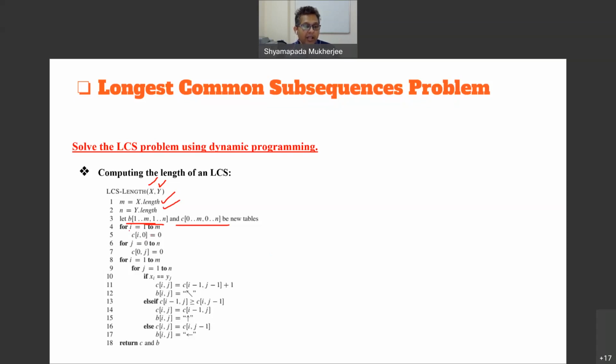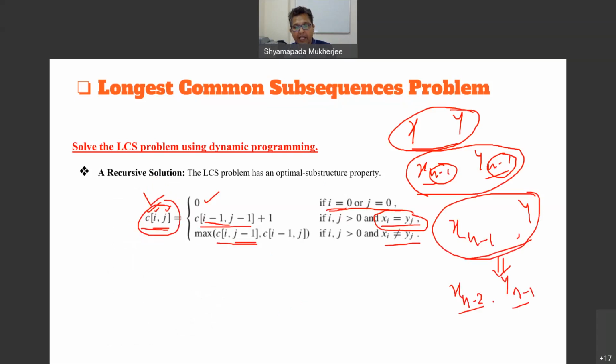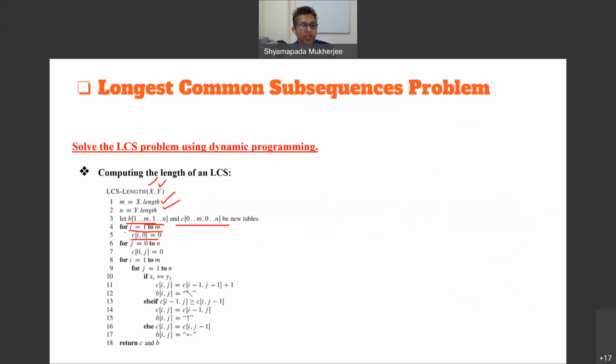Initially, for each row, like for zero length, as I said, if any of these, i or j, is 0, then the length of the longest common subsequence is 0. So initially, for any value of i, when j is 0, it is 0. For any value of j, if i is 0, then it is 0. Then we check the recursive part: if xi equals yj, that means the last element we are talking about.